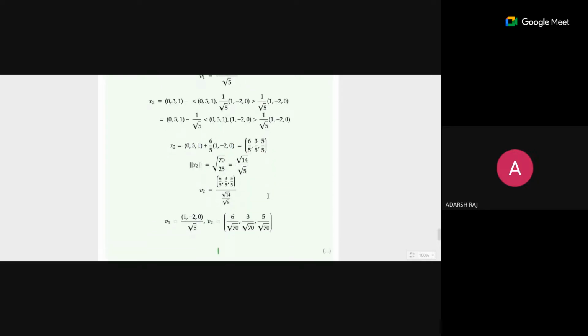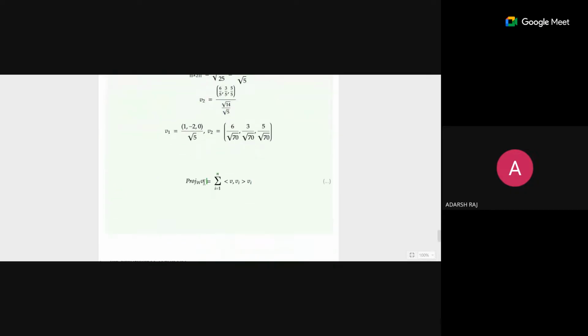Now check whether these two vectors are orthonormal or not. So just find the dot product. If the dot product between these two vectors is 0, it means both vectors are orthogonal, right? Now we have calculated this step, the second step, converting the basis into an orthonormal basis.